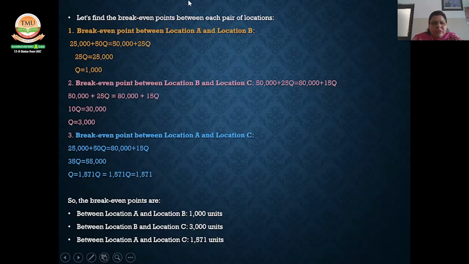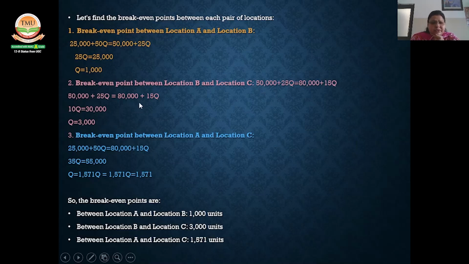So when we compare locations A and B, these are the fixed cost and variable cost of location A, and this is the fixed cost and variable cost of location B. As per this comparison, what we find is that quantity is 1000. It means we found the first break-even at quantity 1000.